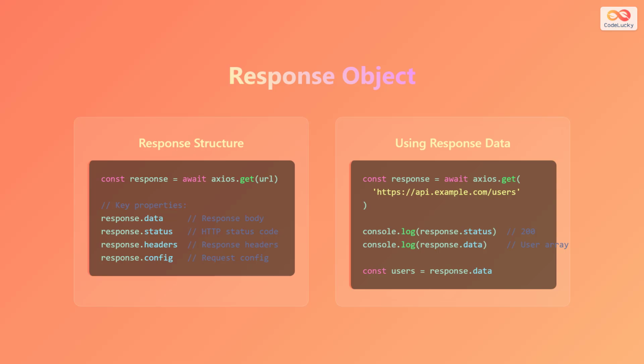The Axios response object contains several key properties. response.data contains the response body. response.status contains the HTTP status code. response.headers contains the response headers, and response.config contains the request configuration. You can access these properties to get information about the response. For example, you can log the status code and the user array from the response data.